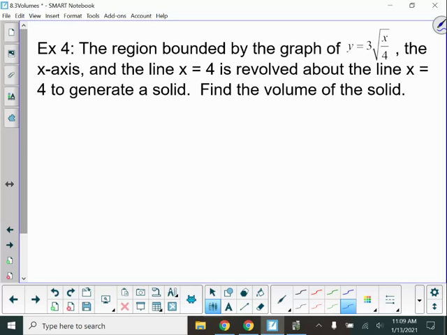And we're picking up here with example 4. We have the region bounded by the graph y equals 3 times the square root of x over 4, the x-axis, and the line x equals 4, which is revolved about the line x equals 4 to generate a solid. Find the volume of the solid. So we're going to go through and sketch what this looks like.